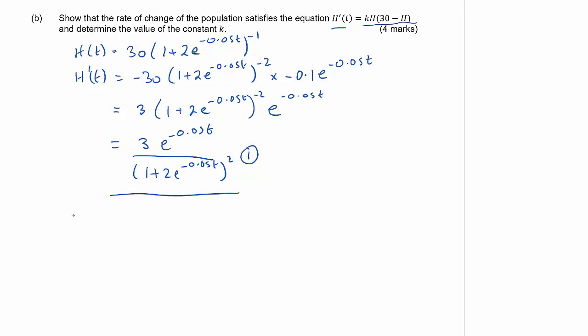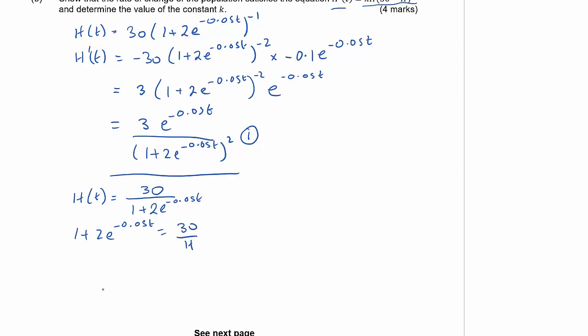Now remember that h of t was 30 over 1 plus 2e to the negative 0.05t. Now rearranging that, we get 1 plus 2e to the negative 0.05t is 30 over h, and also 2e to the negative 0.05t would be 30 over h, take away 1. So let's sub those into 1.